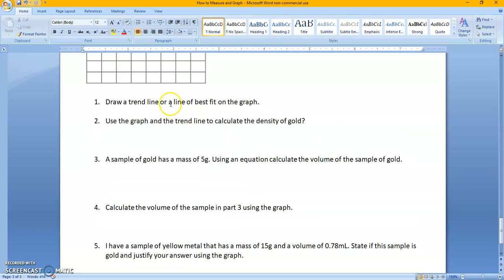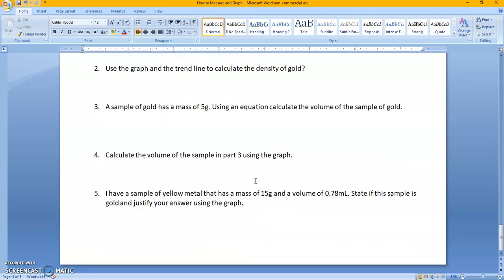A trend line is also called the line of best fit, and it's the line that goes through almost all of the points. It needs to go through the points nicely, okay? And the rest of these questions are going to ask you to calculate the volume using density equals mass over volume. It's also going to ask you to calculate your density with your slope and compare them, all right? And then the final one, you have an unknown sample, and I want you to justify if this is gold or not using your graph.